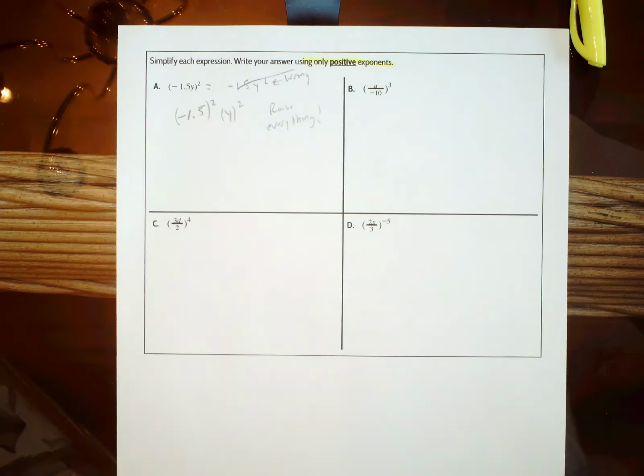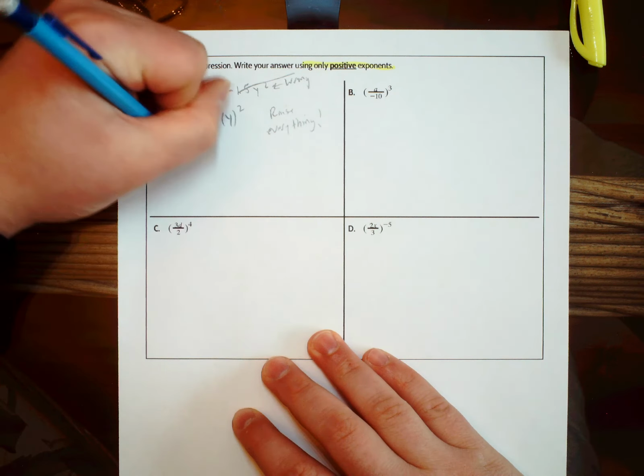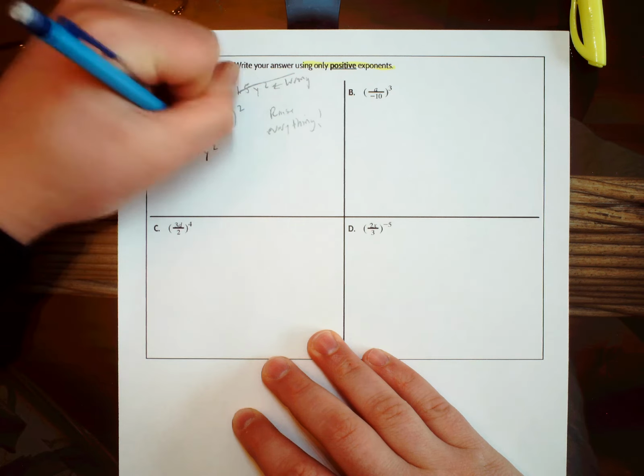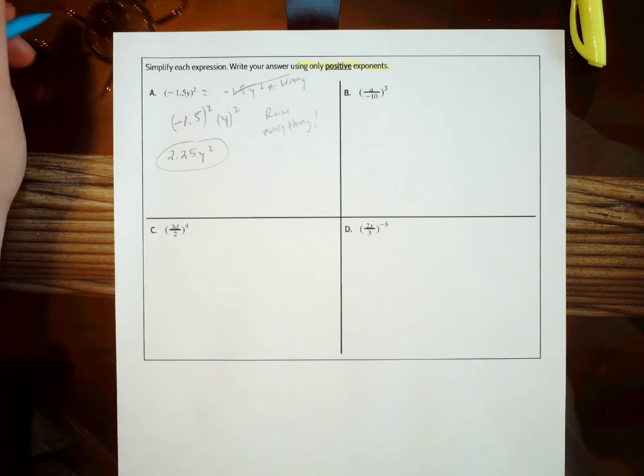So this becomes -1.5 squared times y squared, which is 2.25 y squared. Where did I get the 2.25 from? I did -1.5 squared.